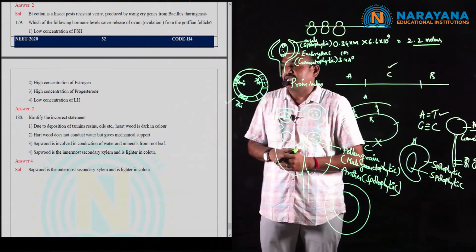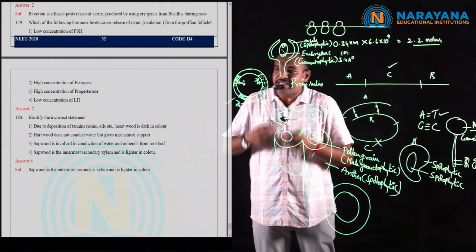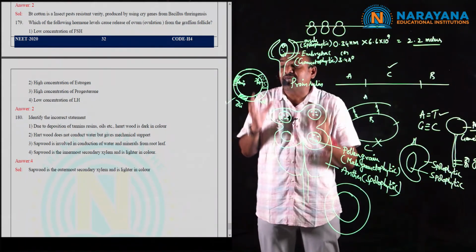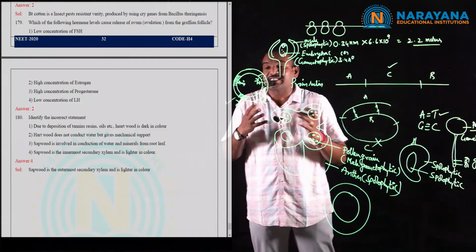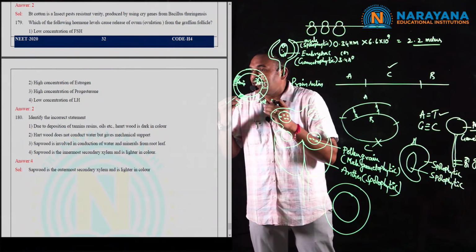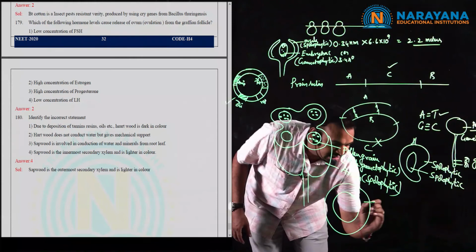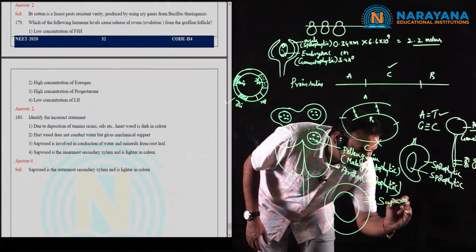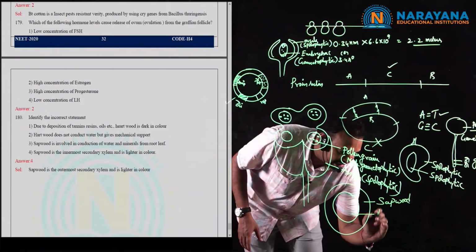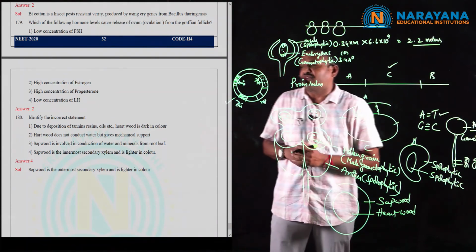That is why they are not able to conduct, and due to the deposition of all these ergastic substances, it becomes dark in color. And second option: heartwood does not conduct water, gives mechanical support. Yes, it is dark in color, not useful for conduction but useful for mechanical support. It is hard and durable in nature and shows resistance against termites and pests. And third option: sapwood is involved in conduction of water and minerals from the root to the leaf. Yes, the only active wood is sapwood. Sapwood is present in the periphery. It is light in color. It is useful for conduction of water and minerals. And the central wood is heartwood. That heartwood is dark and non-functional.